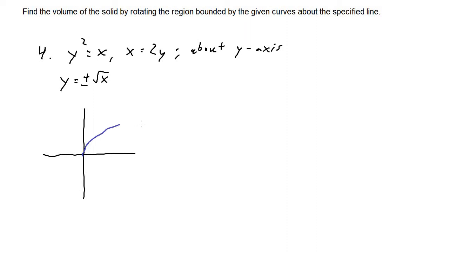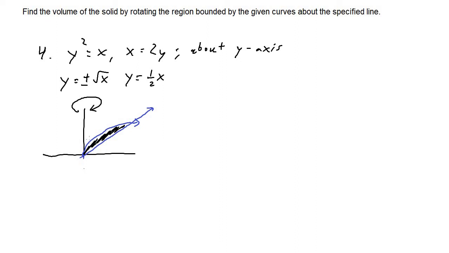Obviously, positive square root of x looks something like this, and negative square root of x is just the reflection across the x-axis. And then we have x equals 2y. If I isolate y, it's going to equal 1/2 x, or x over 2, which is going to end up looking something like this. So the region bounded by those two curves is right here, and we want to rotate that region about the y-axis. So I'm just going to go ahead and erase the part of the curve that we don't need here, and just focus on the region itself.